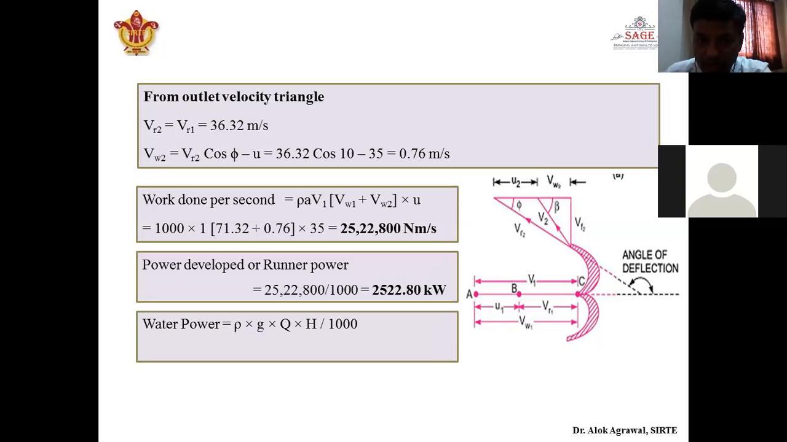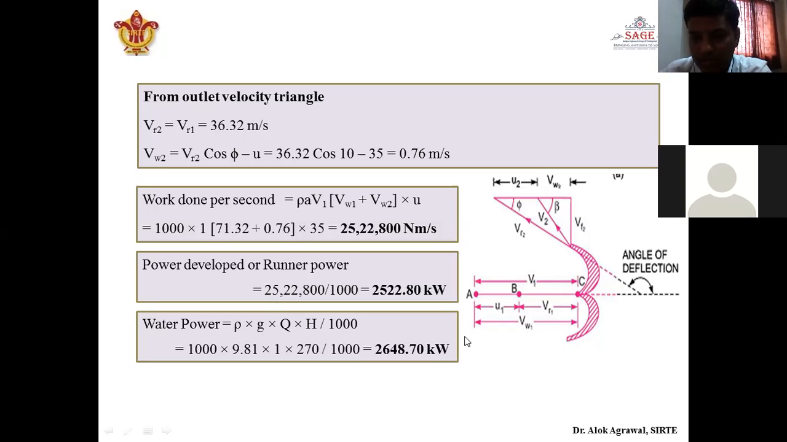Next, what has been asked? Hydraulic efficiency. We know that hydraulic efficiency is the ratio of runner power and water power. So now we have to calculate water power, and we have already seen that the formula for calculating water power is rho into g into Q into H. Everything is known here: density, gravitational acceleration, Q is given as 1, head is given as 270. Substituting all the values, we get water power as 2648.70 kilowatt.